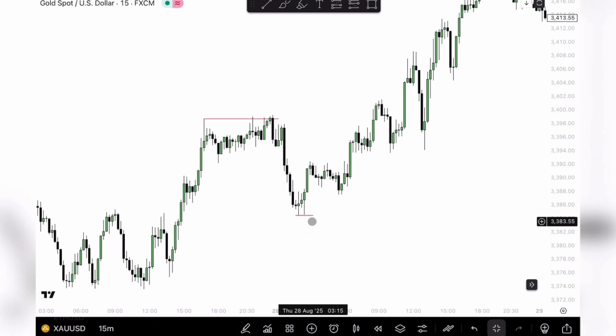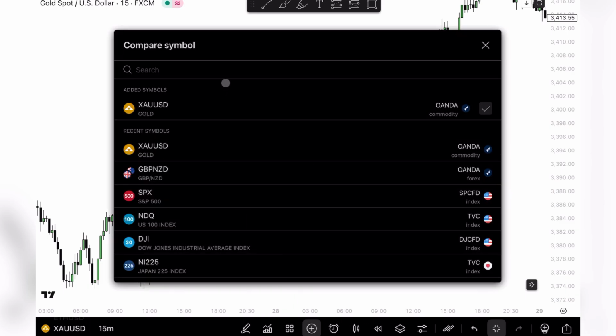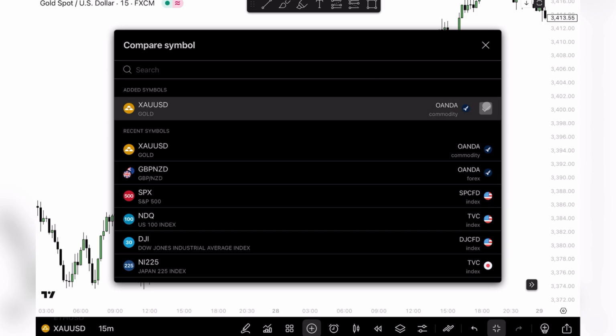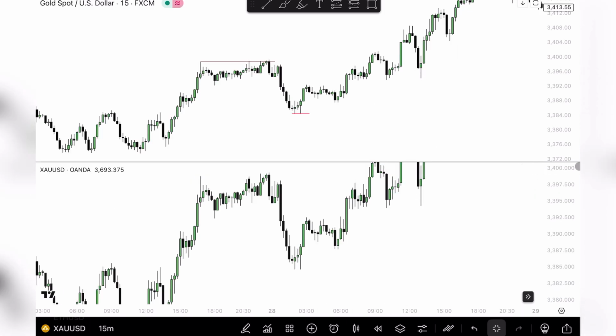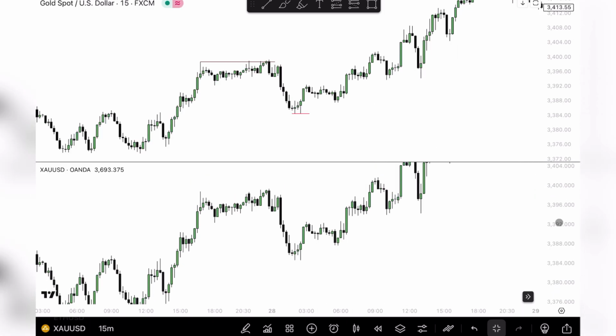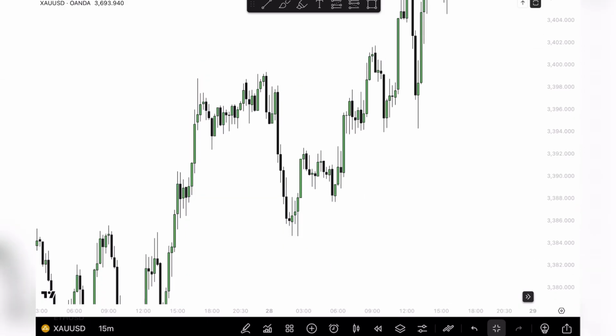For this purpose, you have to click on this plus sign here. Once you click on this plus sign, you have to type XAU USD here, and you have to select the OANDA broker this time. Once you select it, you will get something like this. There will be two windows. One will be FXCM and another will be OANDA. Now we will discuss this same area in the OANDA broker.